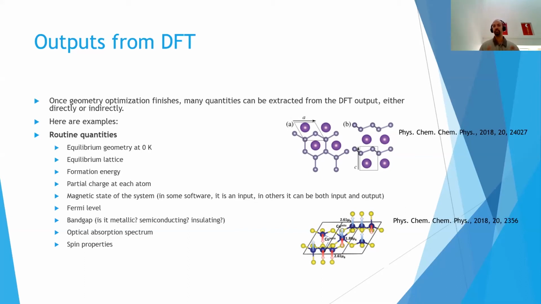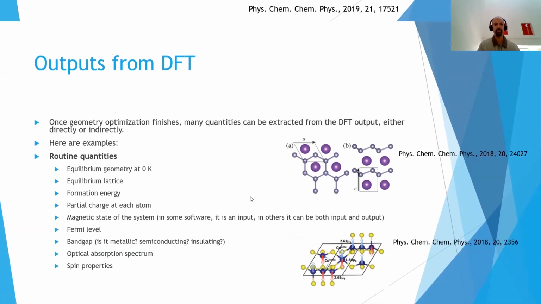Partial charges, because when the atoms bond, charges redistribute, and then you can find out what the charge on each of the atoms in a system is. Magnetic state of the system, and also the spin properties of the system. And here's an example. So each of the atoms has a magnetic spin on it. So DFT can also tell you that. The Fermi energy of a system, the band gap, whether a system has zero band gap, so it's metallic, if it's a semiconductor, or if it's an insulator with a very large band gap, optical absorption spectra, all of this stuff you can get from DFT.